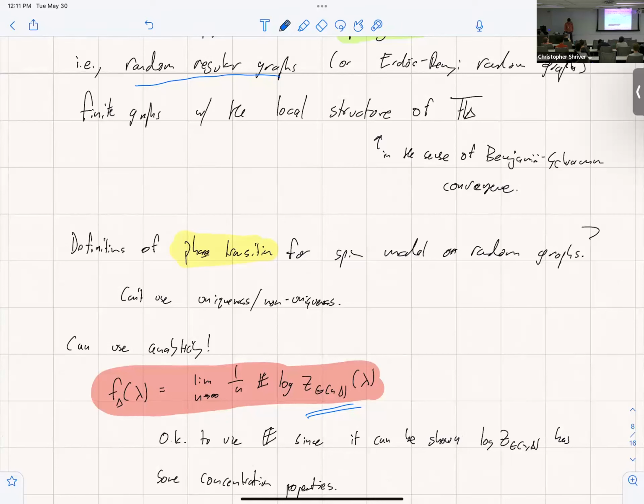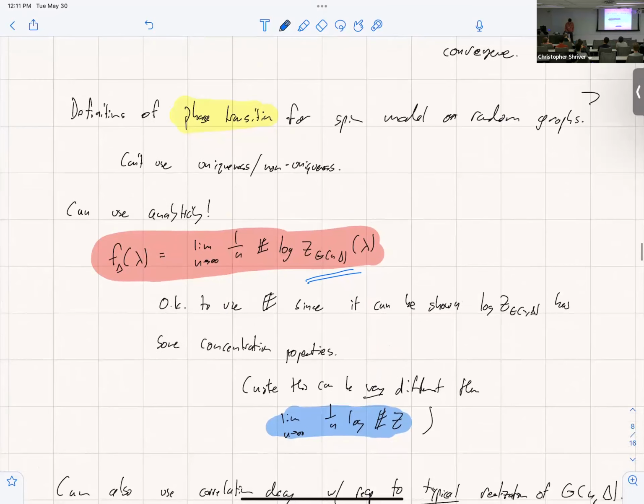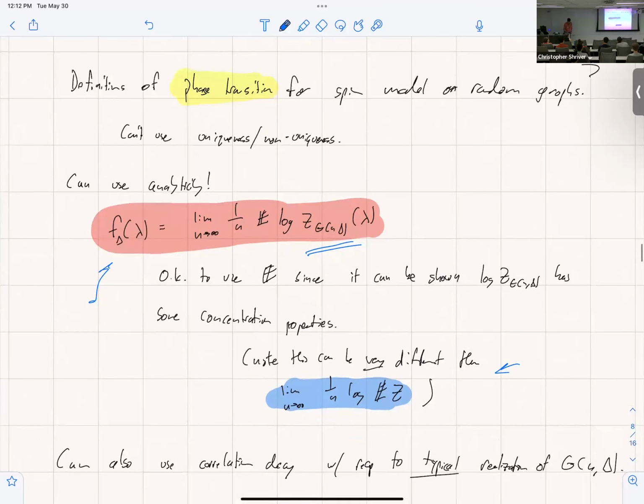Now, in a sense, it's okay to use the expectation because it can be shown fairly generally that log Z has nice concentration properties. And it can also be shown that this limit exists. But important also for my talk tomorrow, this can be very different than if you take the log of the expectation of Z. So it really matters that you're taking the expectation of log Z. But this function is defined for many of these models, and then you can ask, is there a non-analytic point in this function? So that's a perfectly nice definition of a phase transition on a random graph.